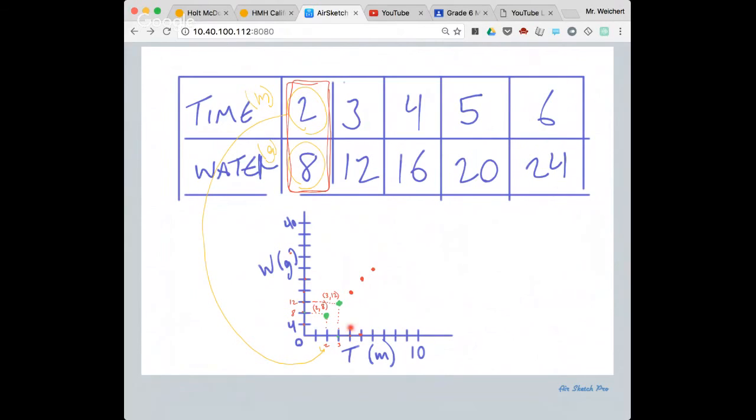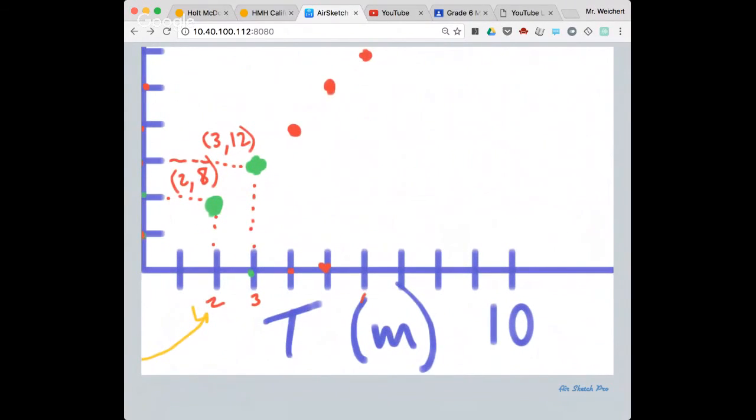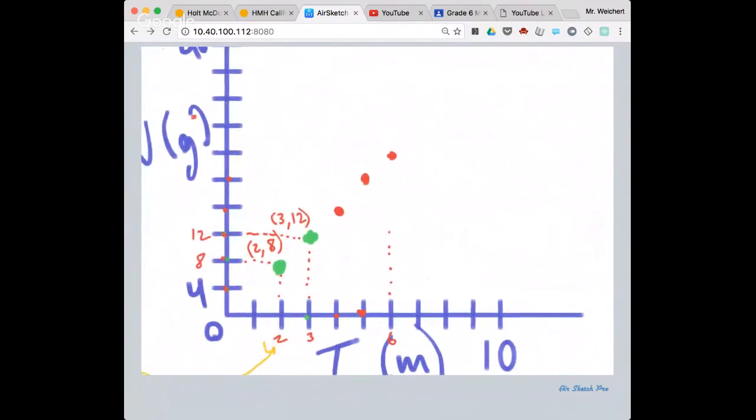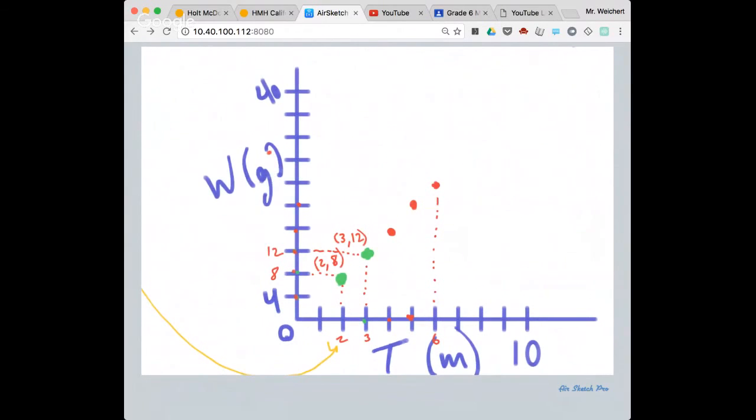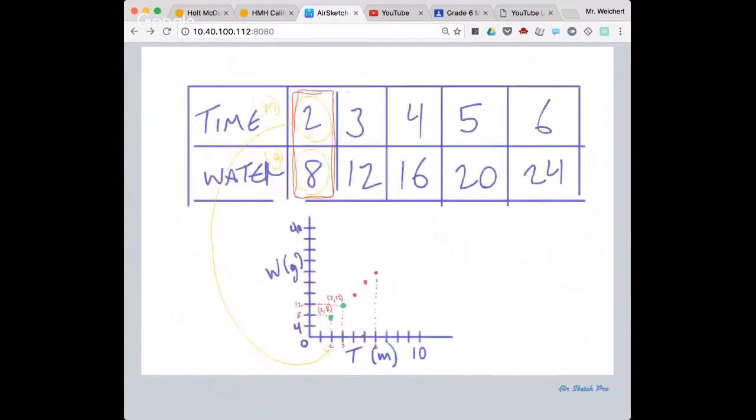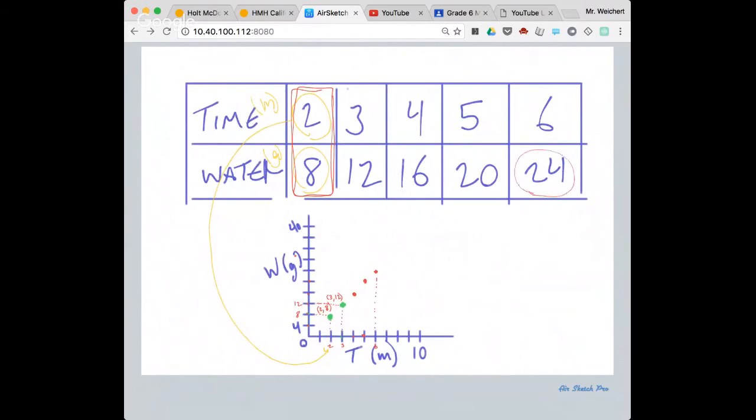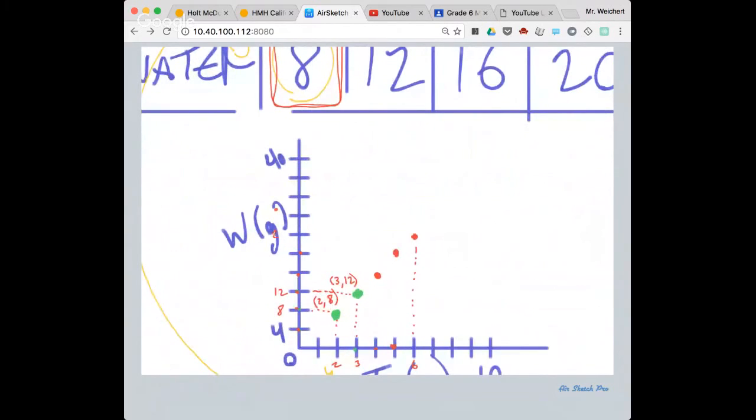It's 24 gallons. So we're going to go to 6 minutes. 4, 5, 6 minutes. 6 minutes is right there. And why did I put it so high up there? Because remember from our table, 24. And 24 happens to be right there. If I can follow 24 over, boom. So there's our 6 minutes using 24 gallons of water.